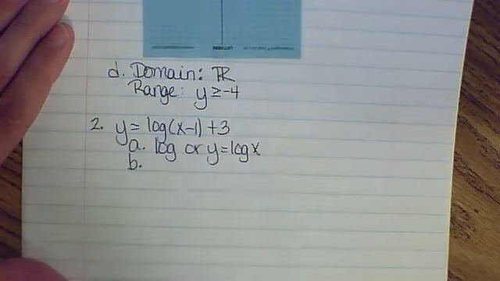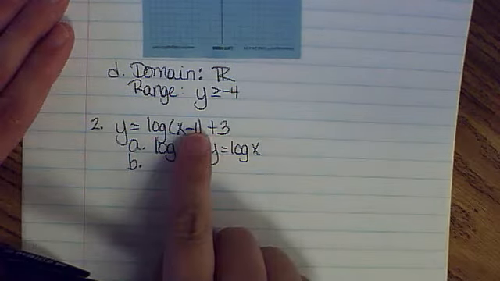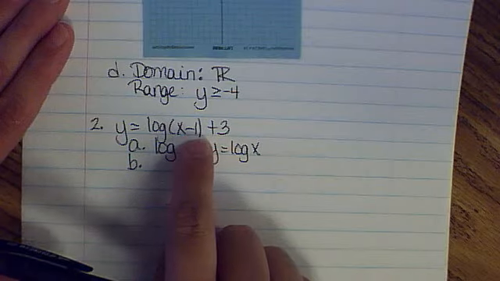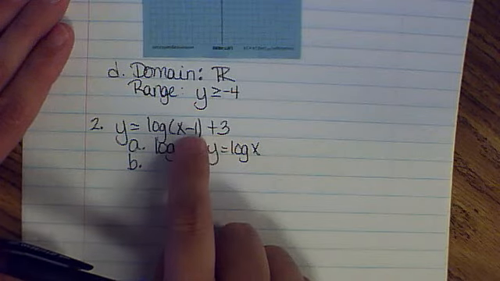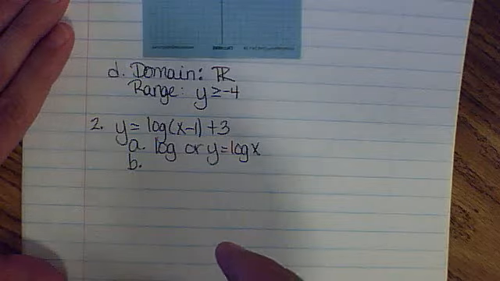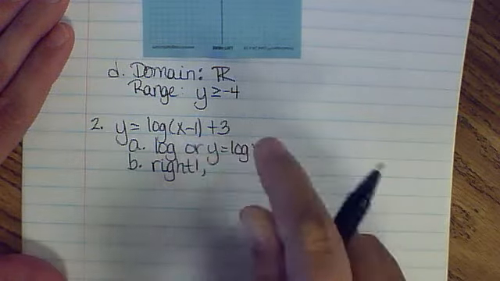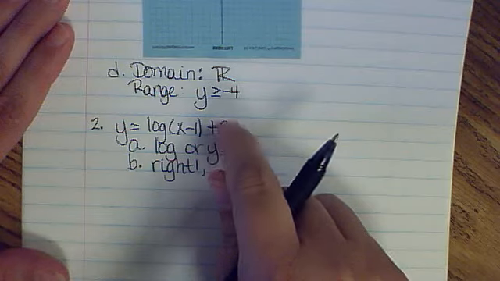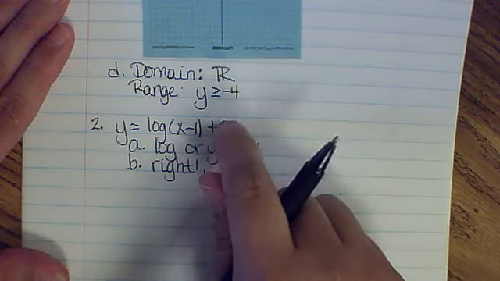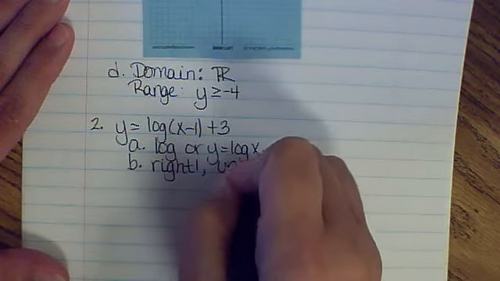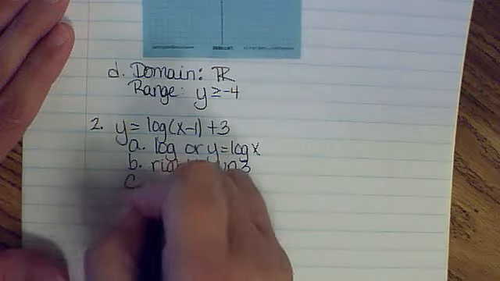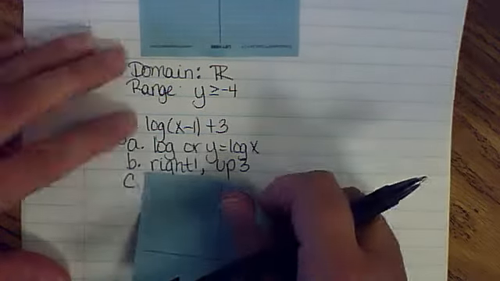Part B is the transformations. So the transformation here, this minus 1 in parentheses, remember when it's inside parentheses, that's a left or right movement, and the minus 1 is a right. So it's right 1. The plus 3 on the outside is an up or down movement. In this case, it's plus, so it's up 3. Part C is our graph.